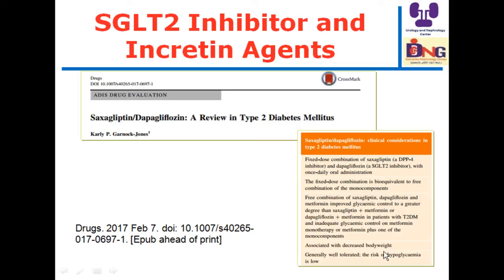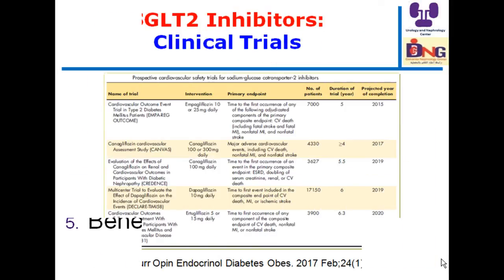Associated with decreased body weight, generally well tolerated. The risk of hypoglycemia is low. Regarding clinical trials, what about clinical trials using this class?